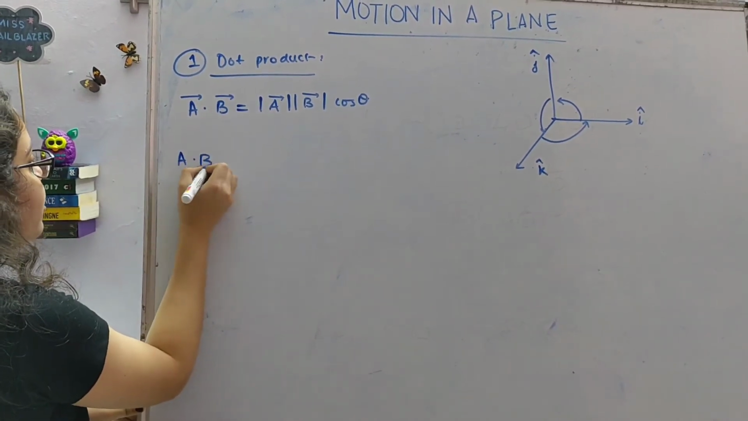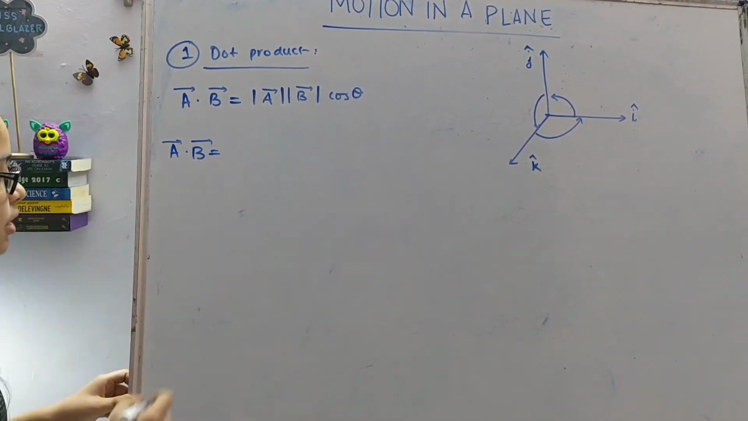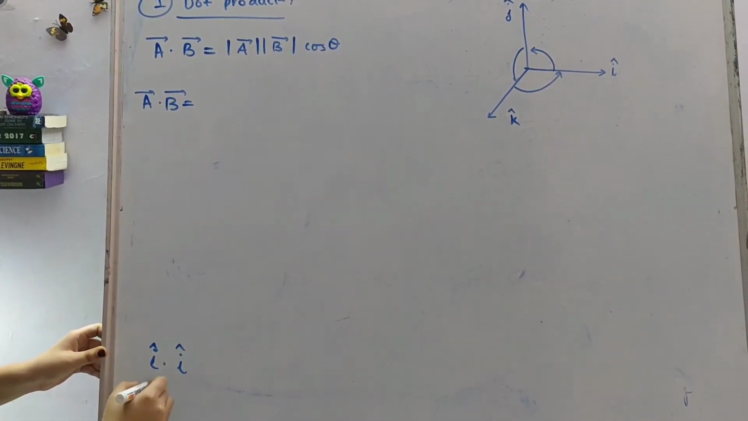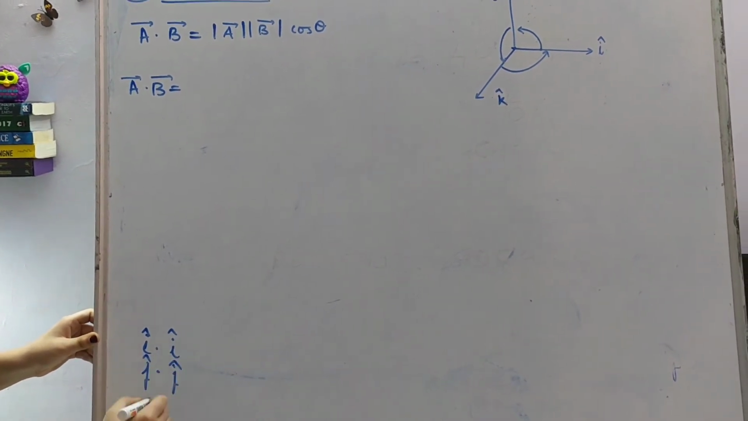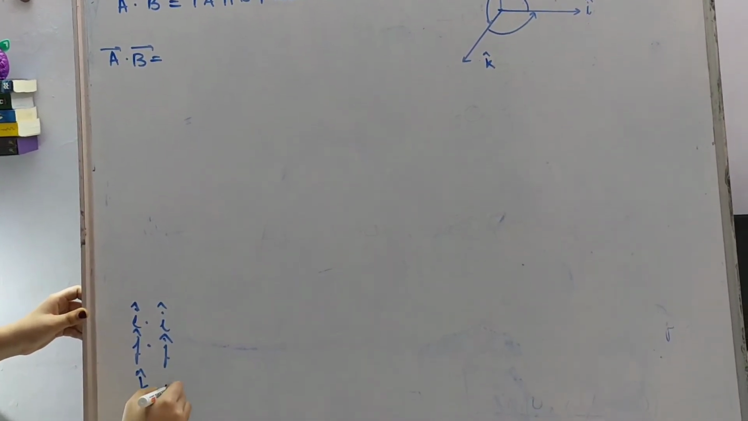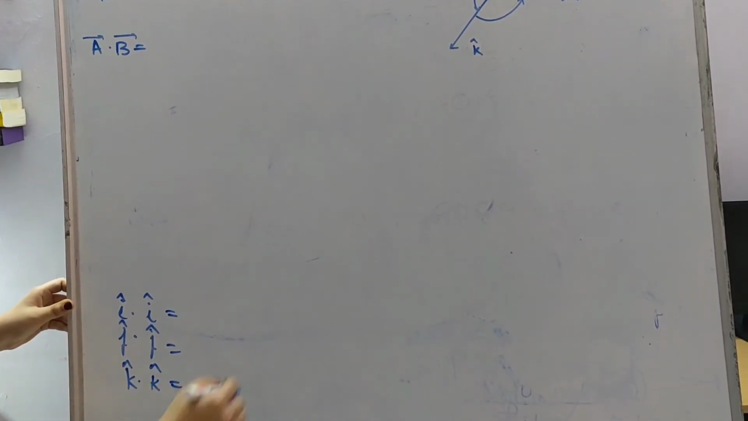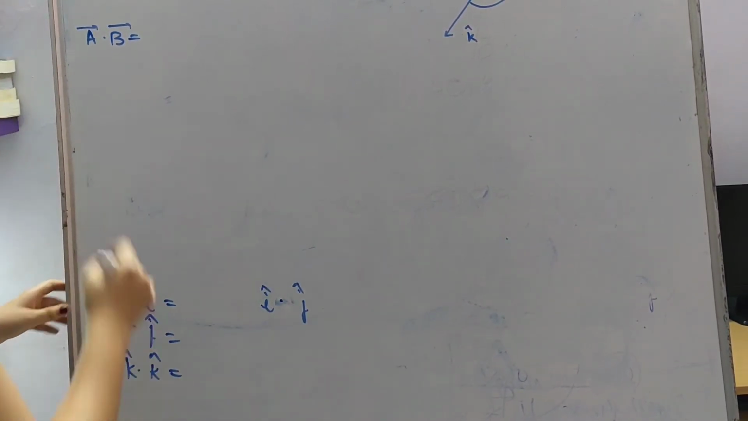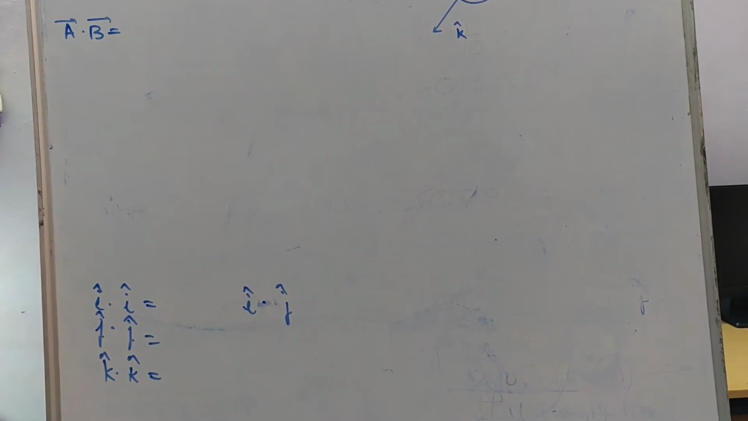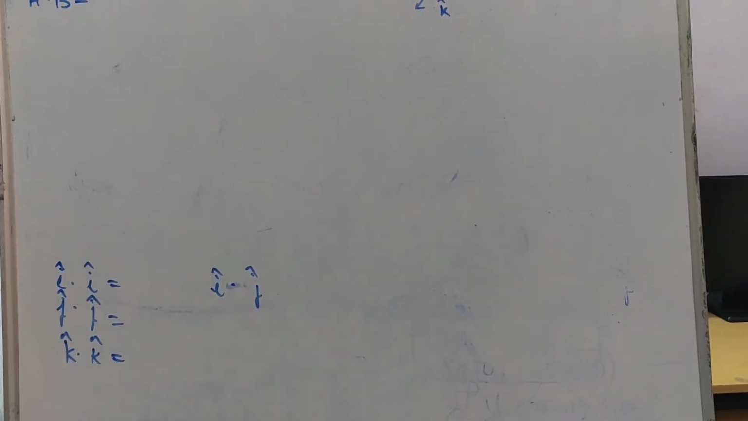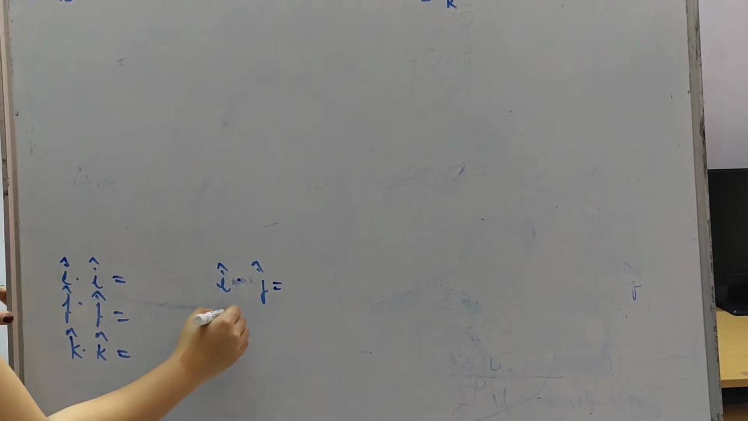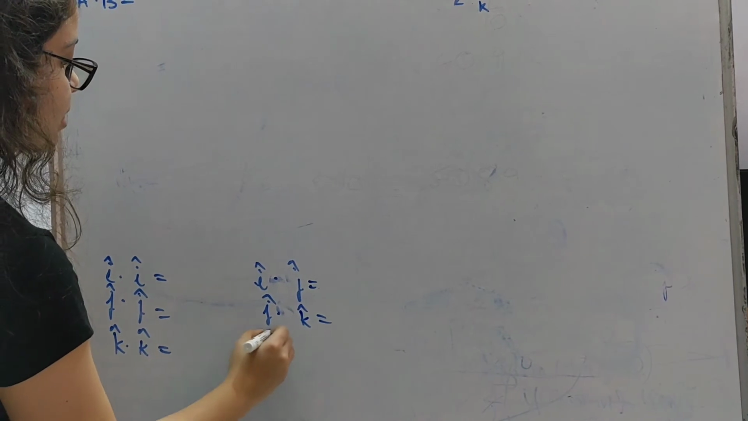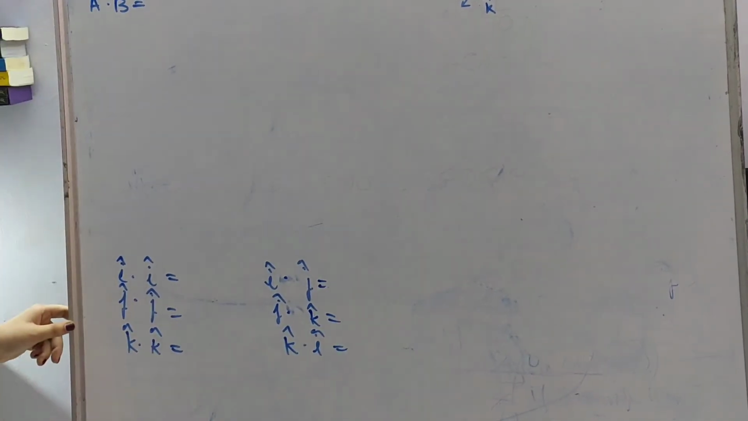Now, how will you calculate dot product? For that, you need to know what is I dot I, J dot J, and K cap dot K cap. And then what is I dot J cap? Like I had given in the first question, if I want to find the product of 3I into 4J or something like that, so what will I write? Then J cap dot K cap and K cap dot I cap. What will be the answer of this?